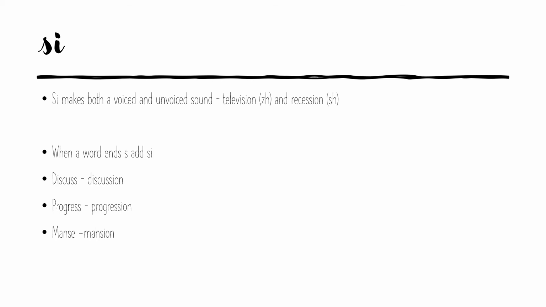Si is a little more tricky because si can make both the voiced sound and the unvoiced sound. So it can make a sh sound in recession, and in television it makes the zh sound. Now they're the speech pair, sh, zh. The only difference in how you say them is whether your voice box is used or not. So if a word ends in s, as we've had words end in t go ti, c goes ci, s goes si. Discuss, discussion. Progress, progression.